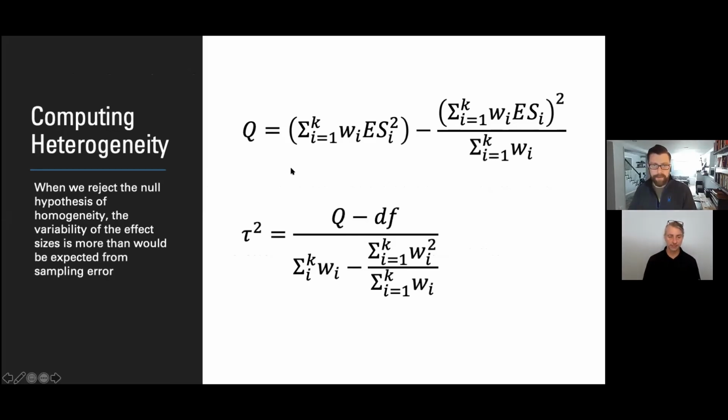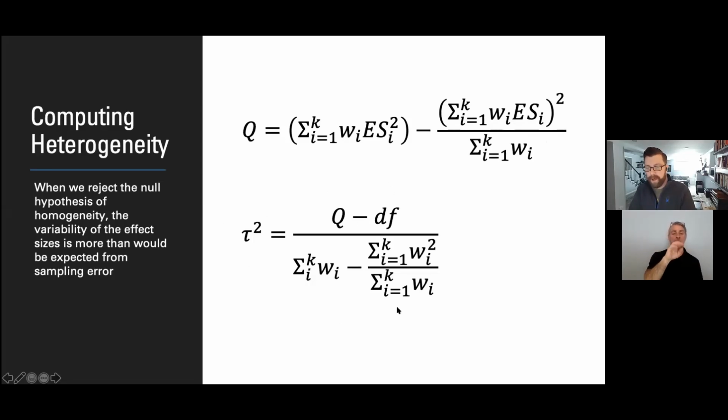Here's the formula for a Q-test. It's really got these two terms. The first is, and none of this requires new information that we haven't seen already. We have our weights, so we're going to sum up the weights times our squared effect sizes. And then we're also going to sum up the weights times our effect sizes and square that and divide it by the sum of the weights. And that's going to be our Q. Larger values of Q are going to indicate that there's more heterogeneity in the observed effect sizes. Smaller values will indicate more of a homogeneous distribution of effect sizes.